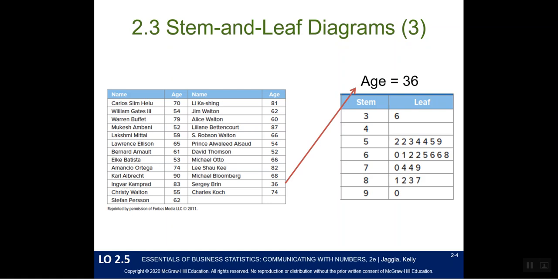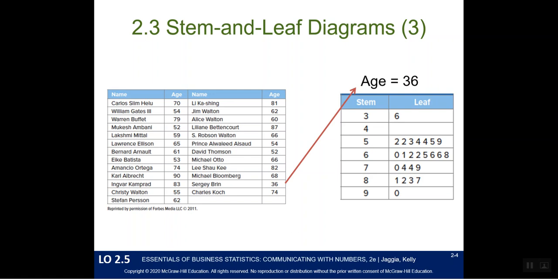So here, for example, we have all the people in their 30s. 3 is the stem, and we see we have one person who is 36. All the people in their 40s, 4 is the stem, but we had 0 people in their 40s. Now we can see all of the people that are in their 50s, and we have 7 people. 2 are 52, 1 is 53, 2 are 54, 1 is 55, 1 is 59. So it's a way to categorize data kind of easily.